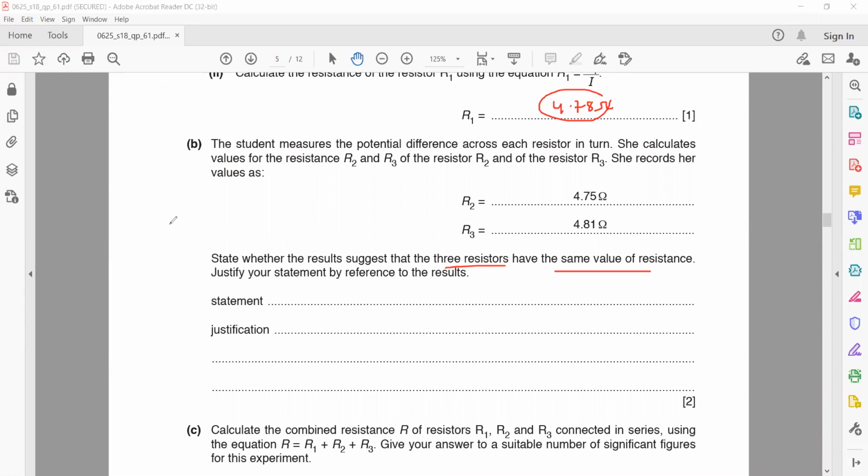We can calculate the percentage difference. So what is the formula for percentage difference? It is the maximum value minus minimum value, divided by the mean, the average, into 100. So the maximum value in the combination is 4.81. The minimum value in the combination is 4.75. Divided by the mean or average. What is the average of these two numbers? 4.81 plus 4.75 divided by 2. The average is 4.78.